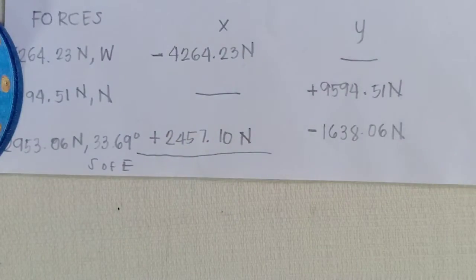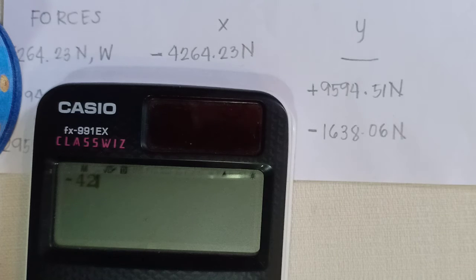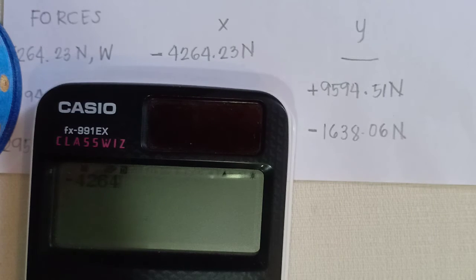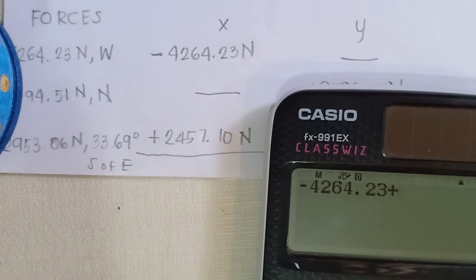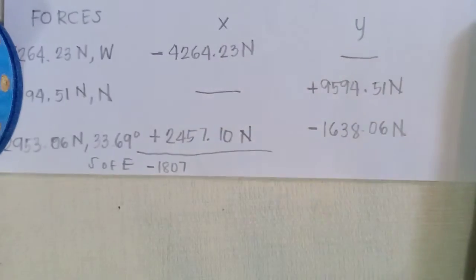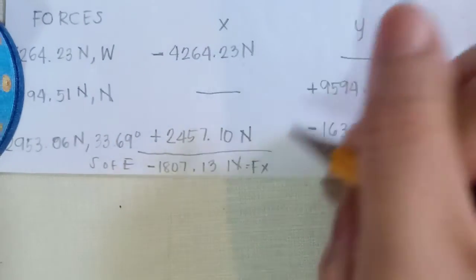Then we solve for the total force of x and the total force of y. So just add both. That is negative 4264.23 plus 2457.10. So we get a value of negative 1807.13 N. This is Fx.